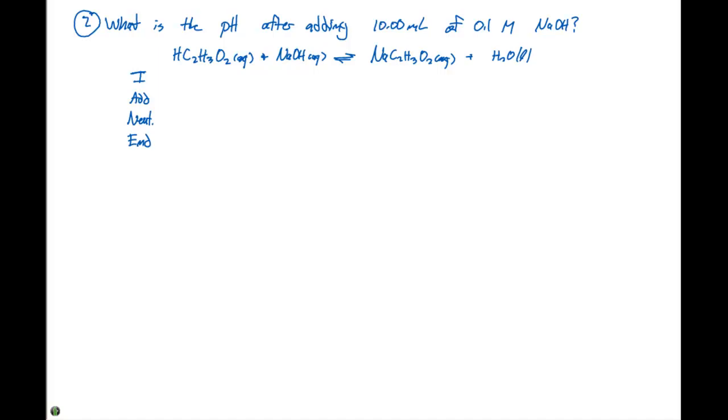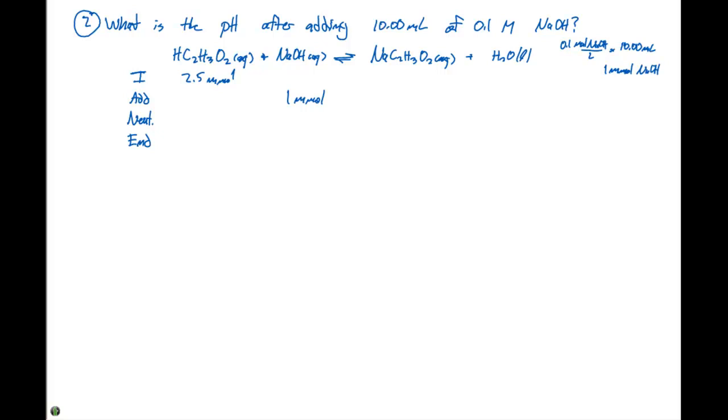In this particular case, we're going to start with 2.5 millimoles of acetic acid because we have 0.1 molar acetic acid and we have 25.00 milliliters. So here we have 0.1 mole of NaOH per liter times 10.00 milliliters, which is going to give us 1 millimole of NaOH. So when we add to this particular solution, we're going to add 1 millimole of sodium hydroxide.